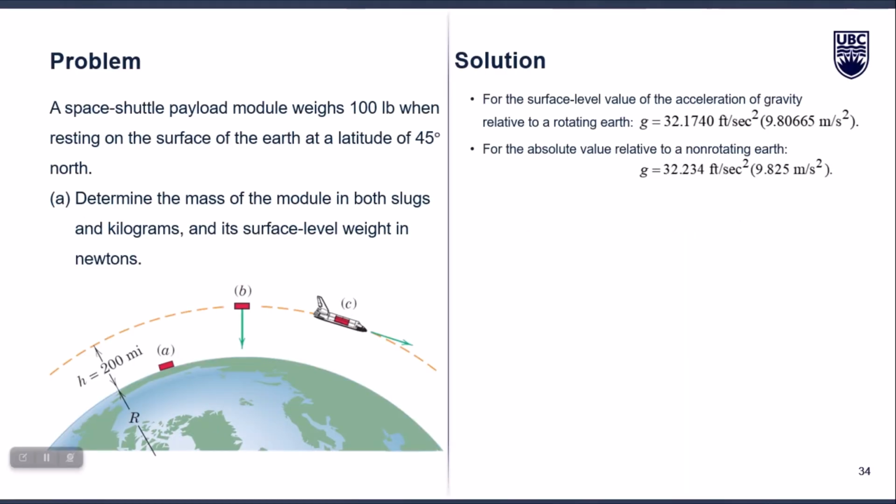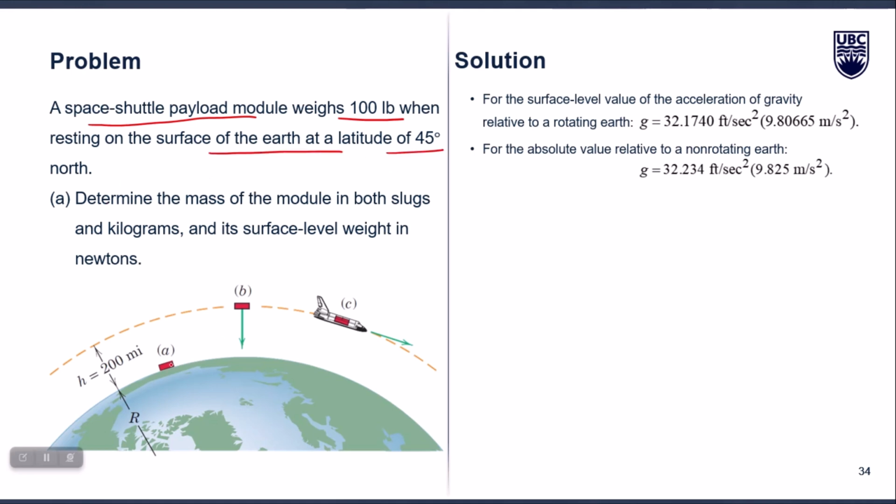Let's now, towards the end of this particular chapter or first part of our course, solve one problem. Obviously, this will be a very simple one, but you may have many variations of similar problems in tutorial sessions. The problem says that you, for example, have a space shuttle payload which has a weight of 100 pounds, so in US customary units, resting on the surface of Earth at a latitude of 45 degrees north.